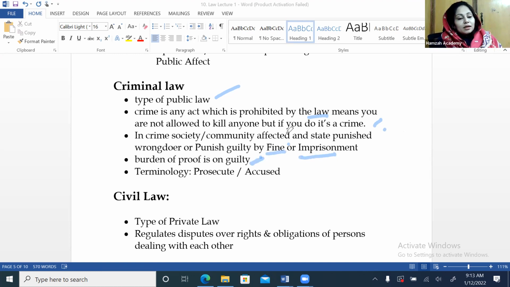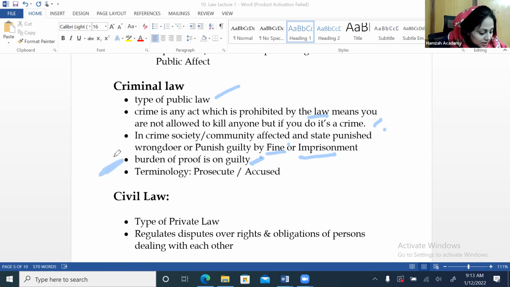Okay. Two things. One, if you commit a crime, the whole public will be affected. As criminal law is part of public law, because the whole public is affected, the state will be involved and punish the wrongdoer, the person who committed the crime. Now, this term: burden of proof is on the guilty.